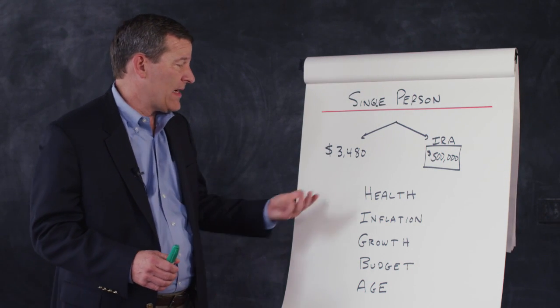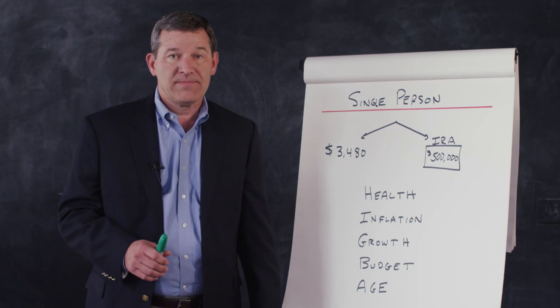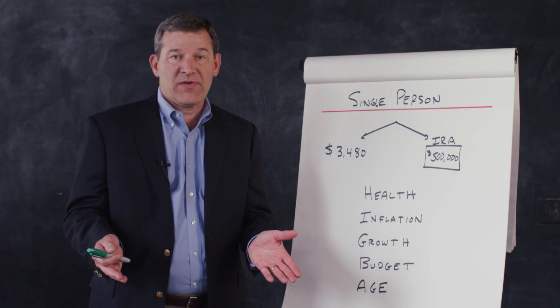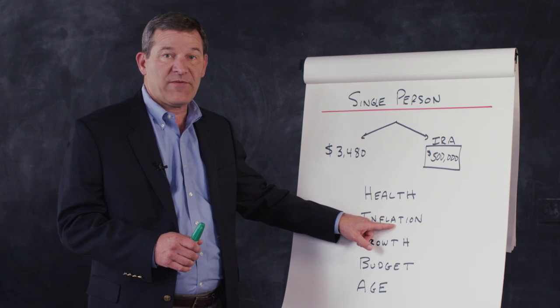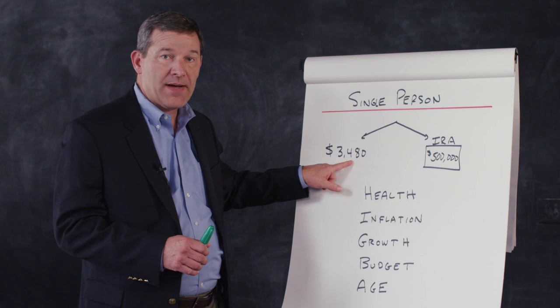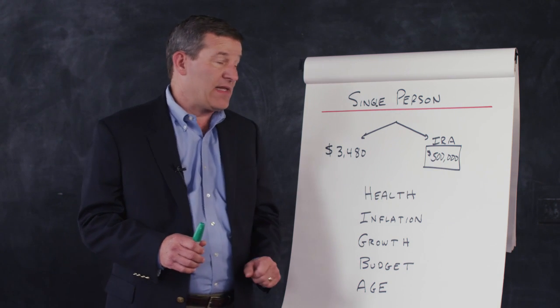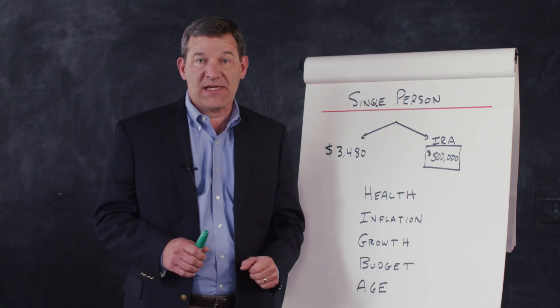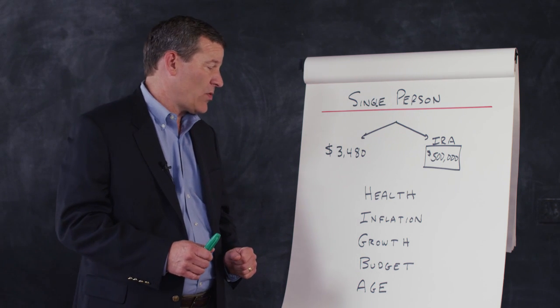So again, a single person, what are they going to think about? They're going to look at their health. Do they think they're going to live longer than 18 years or less than 18 years? They're going to consider the inflation effect because this is fixed and will not go up. If they're concerned about inflation, they may want to take the IRA where they can invest it and hopefully make the 5% plus something towards inflation.